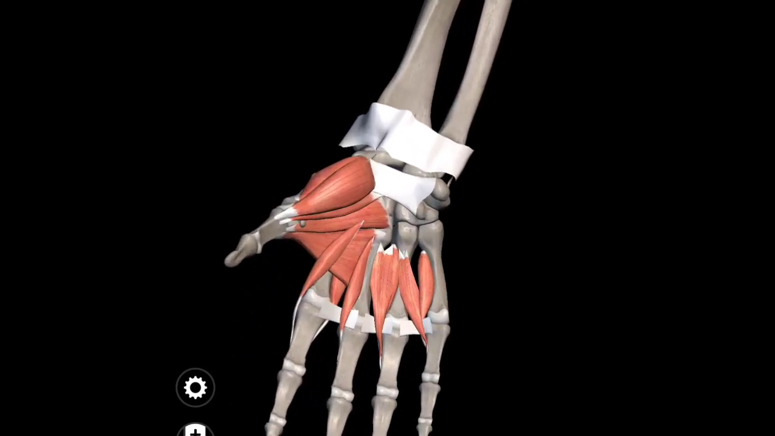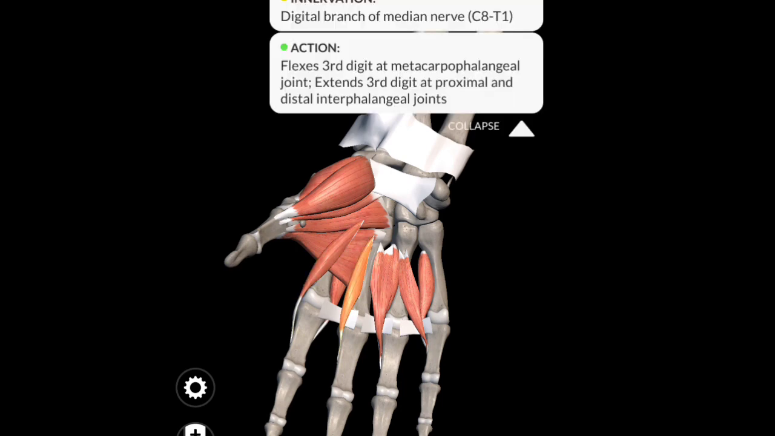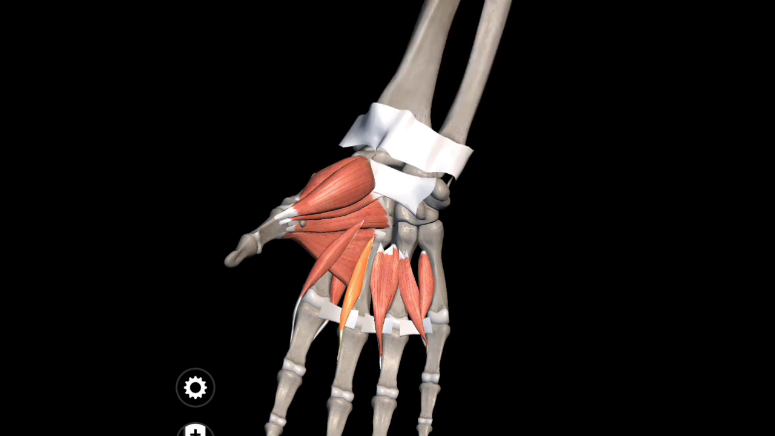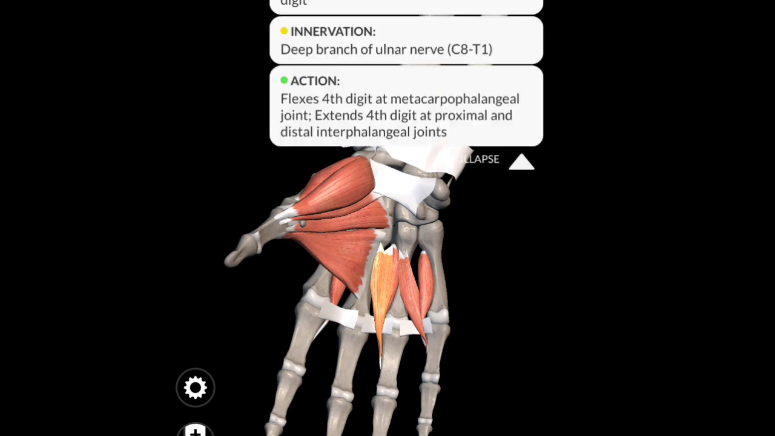Now we just explain the lumbricals. First lumbrical and second lumbrical are supplied by the median nerve. Okay, now the third lumbrical and fourth lumbrical are actually supplied by the deep branch of the ulnar nerve.